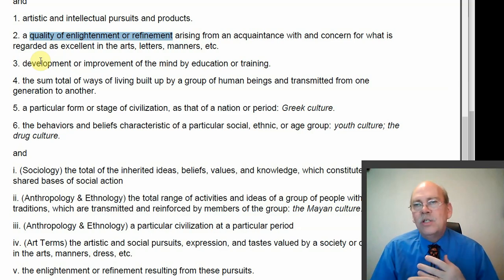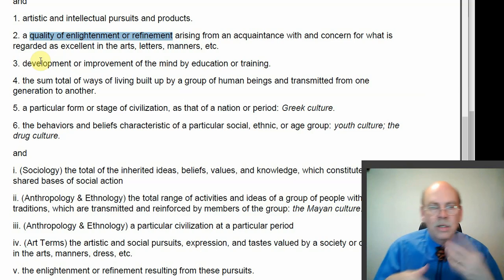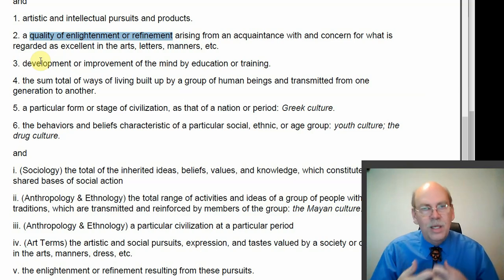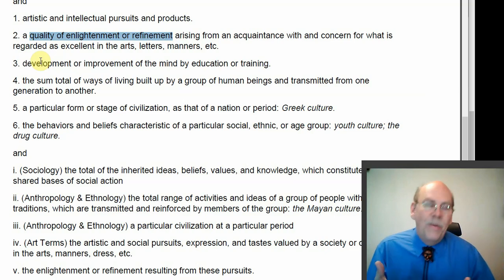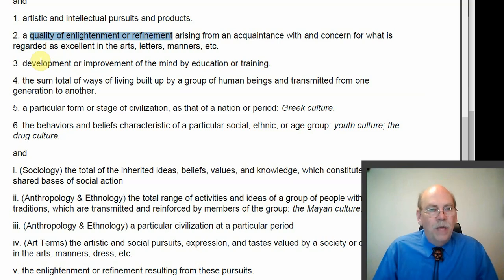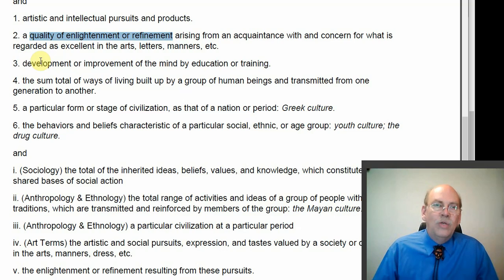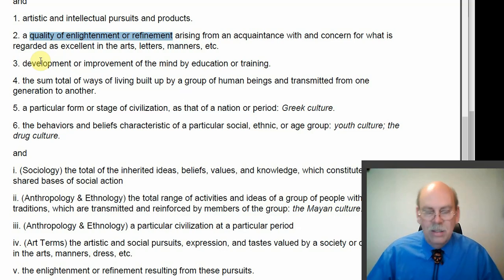Koreans lived in villages where the back of the village was towards the mountain, the front of the village was the way you entered. This kind of style was considered to be a Korean village. Some other cultures maybe didn't care, or they built the front of the village in a different direction. Number five, a particular form or stage of civilization, such as for a nation or a period. Example, Greek culture. If the Greeks do something today, that's not really what we think of as Greek culture. We usually think of Greek culture as before the Roman times, before 300 BC.